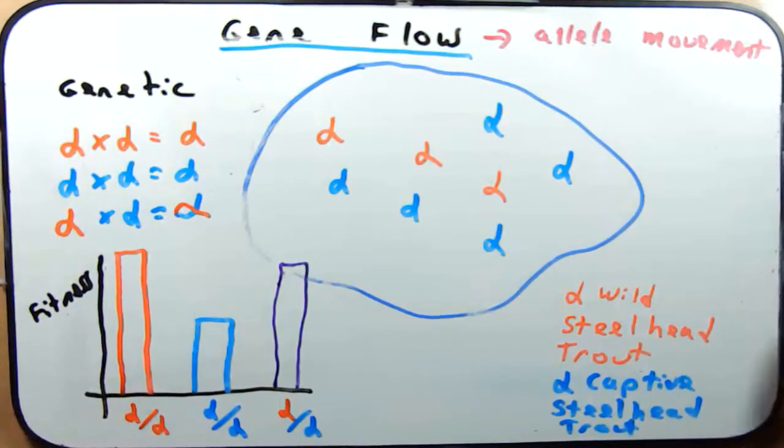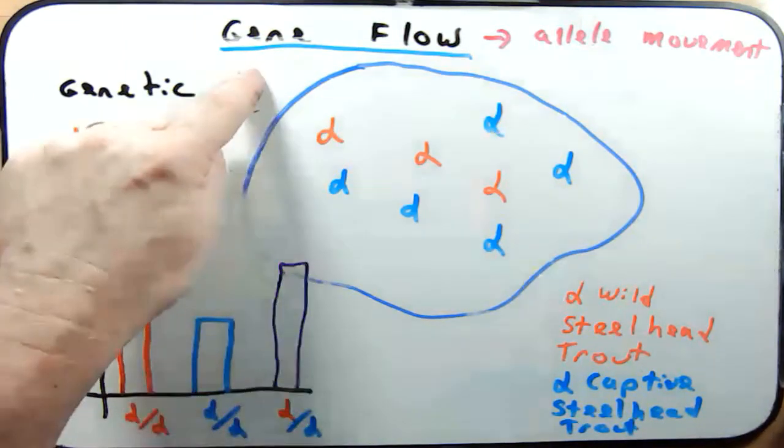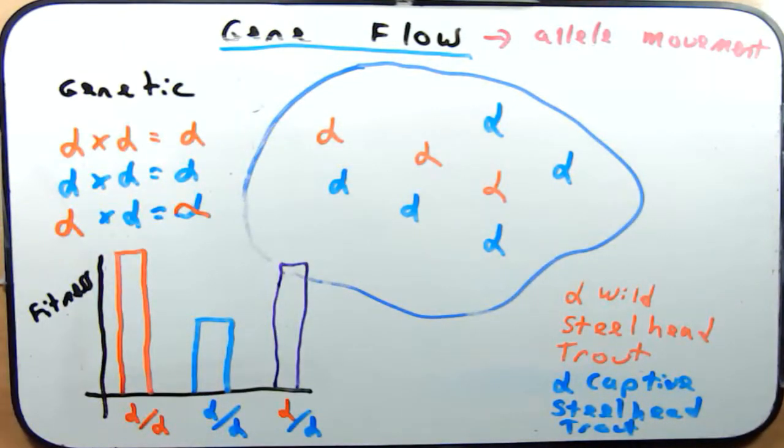Now, as we end our discussion here on gene flow, one thing I want you to think about is, does gene flow occur in human populations? Do you see examples of gene flow in human populations? What's the result of that?